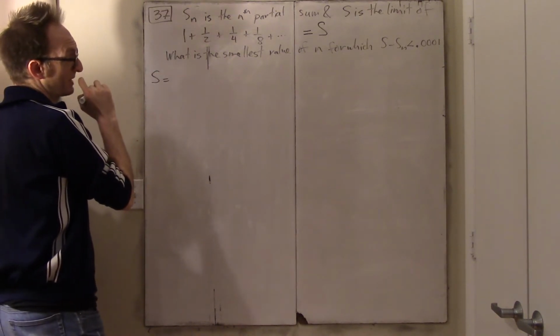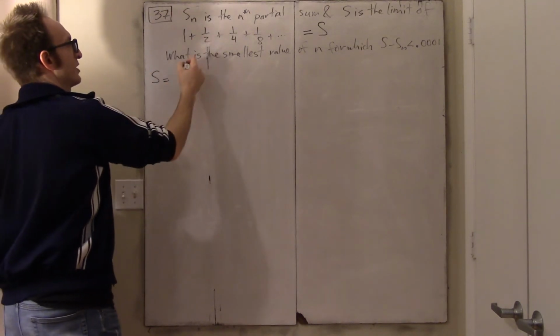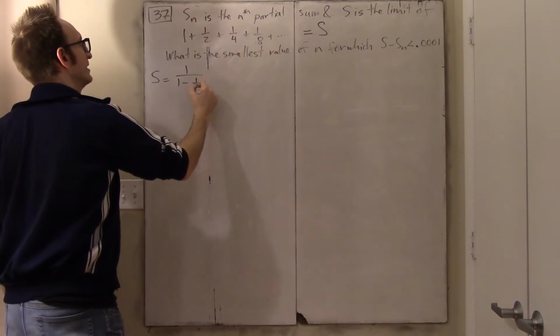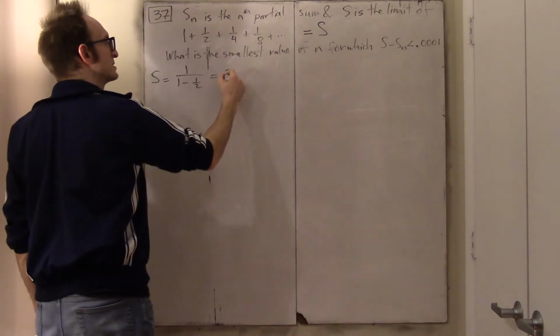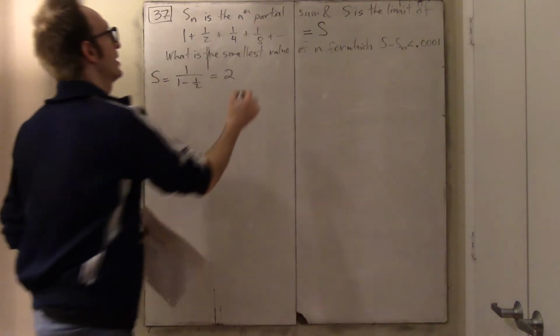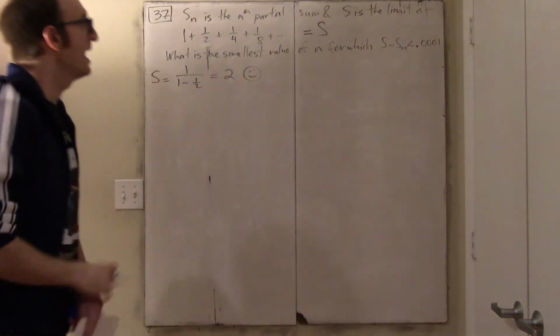S is going to be, well, it's the first term, 1 over 1 minus, and what is R? R is half. Okay, so this is 1 over half, so this is 2. Alright, so that's maybe kind of obvious that S is 2. So that's one good thing to know.